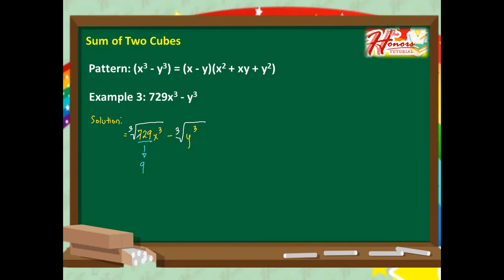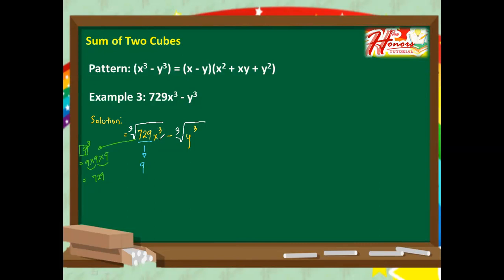Why is it 9? Because when we raise 9 to 3, it becomes 9 times 9 times 9. 9 times 9 is 81, times 9 is equal to 729. That's why we get 9 here. But we don't include the exponent, so we only write 9. And after that, we will be solving for the cube root of x cubed.